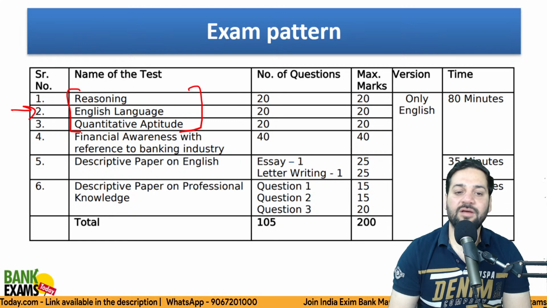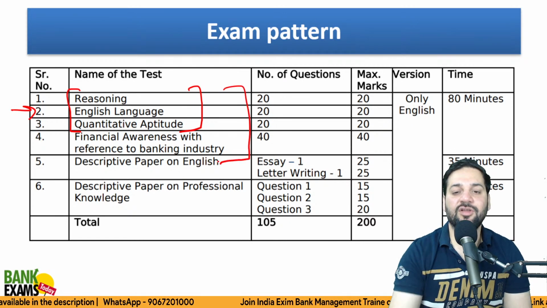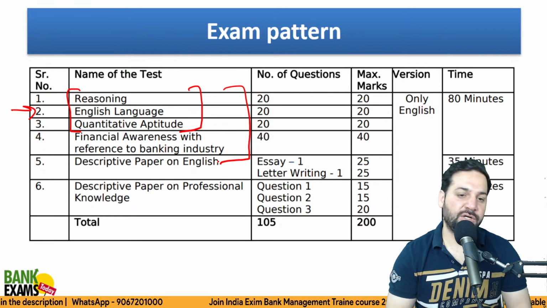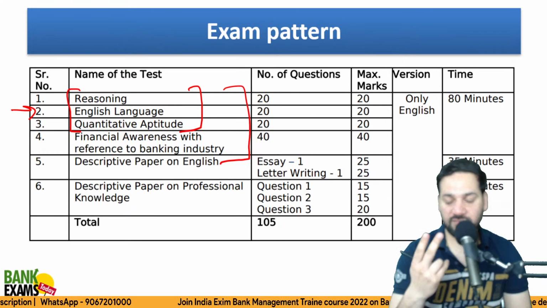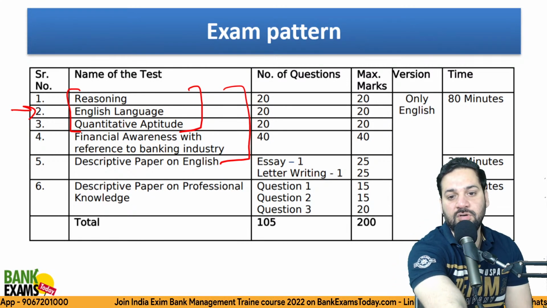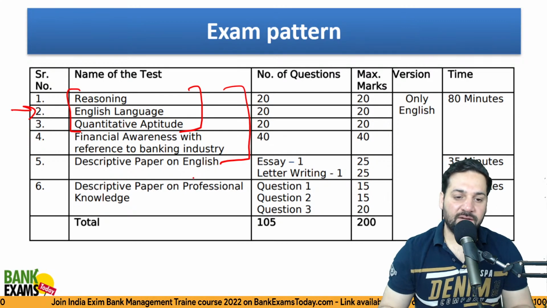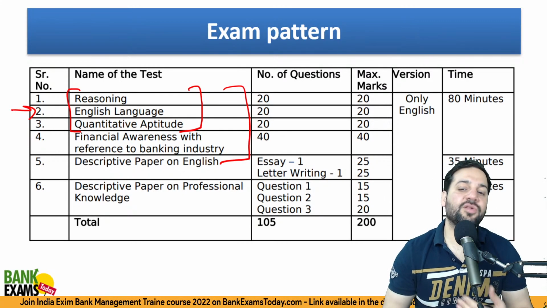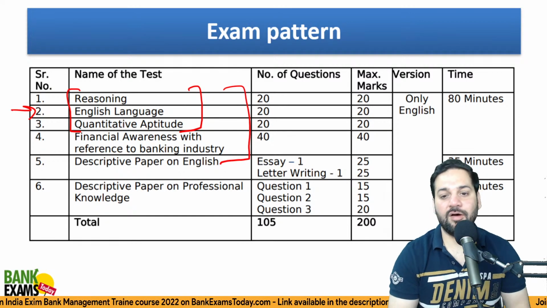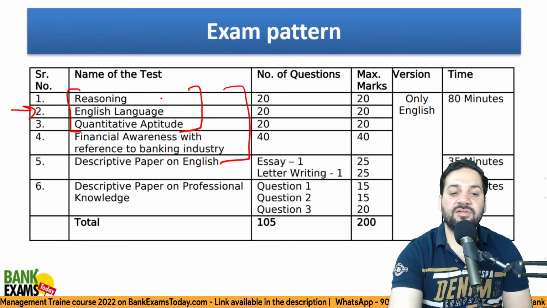There is sectional timing, but it's in a strange way. For these four topics, for the objective type paper, separate timing is there, but then there are two subjective type, descriptive papers where you need to type your answer, and sectional timing is there as well. Okay, so let's start with the reasoning ability.